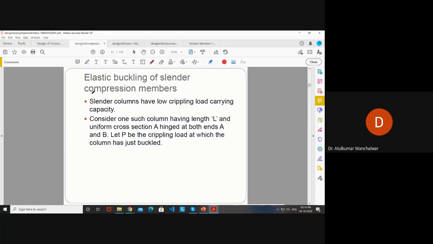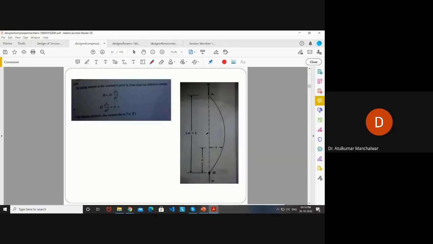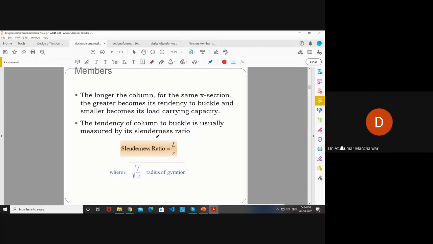This is some condition for elastic buckling of the slender compression member. Whenever your force is exactly at the center of your member, there will be chances of buckling, and this is an example of buckling shown in the diagram. Slenderness ratio is L by r, where r is the radius of gyration and L is the length.